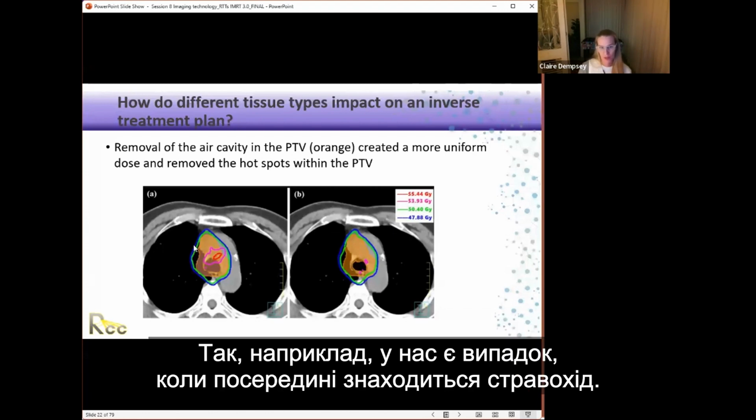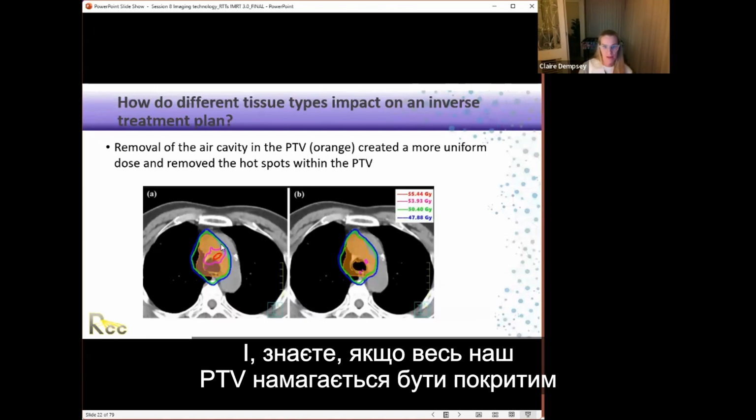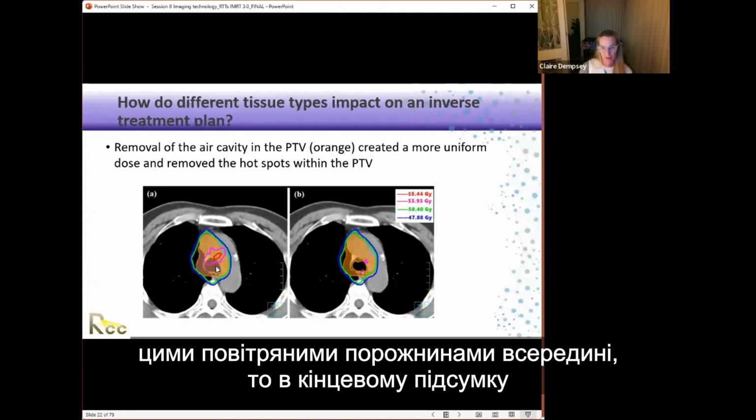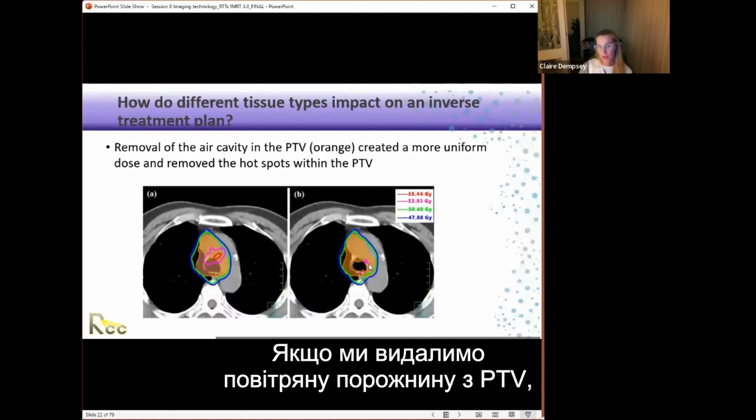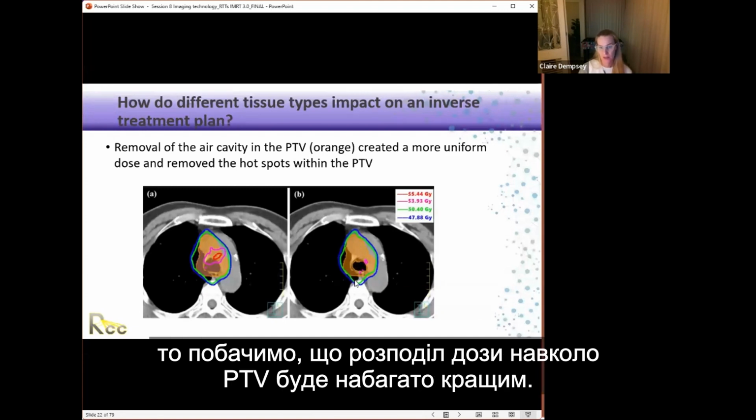So for example, we've got a case here with the esophagus in the middle, and if our whole PTV is trying to be covered with these air cavities inside it, you're going to end up with some hot spots around our air cavity. If we remove the air cavity from the PTV, you can see that we've got a much nicer dose distribution around our PTV there.